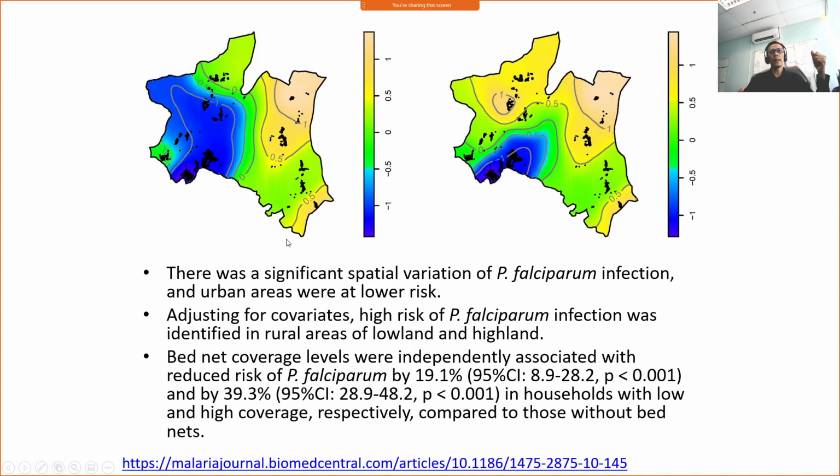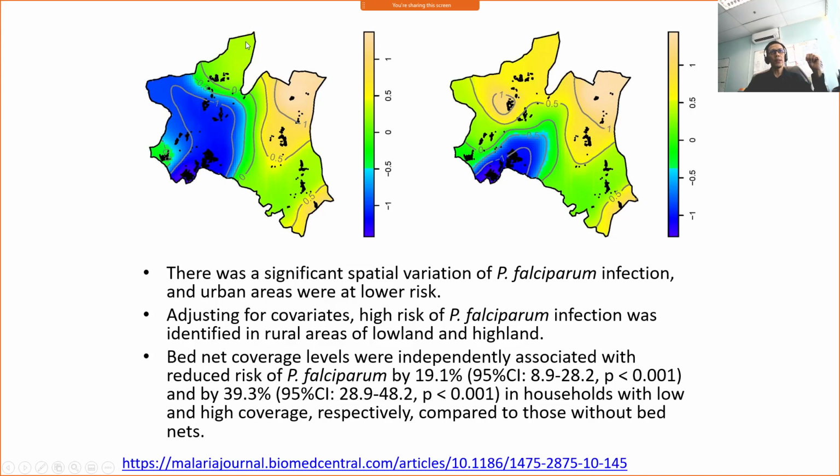This is another example of geostatistics, where you go to this area and then you take samples from throughout the region, maybe 100 here, maybe 200 here, maybe 300 here, maybe 400 here, and then you measure if each one of them has falciparum infection.